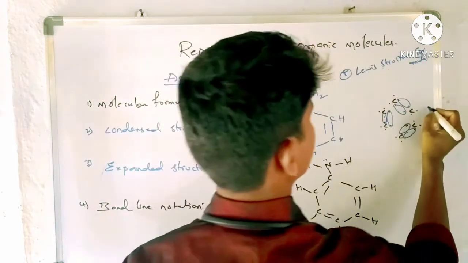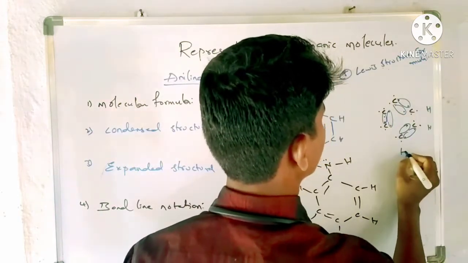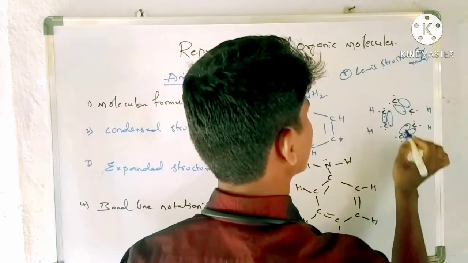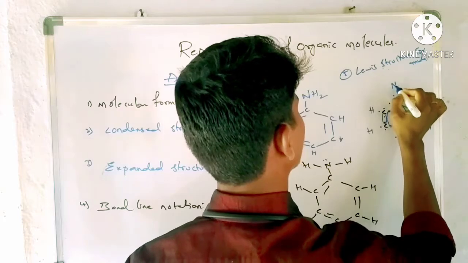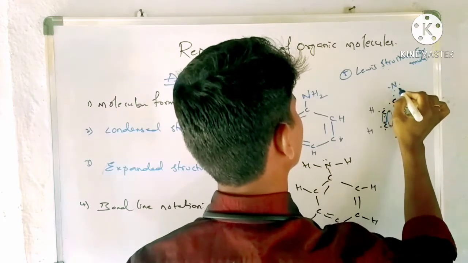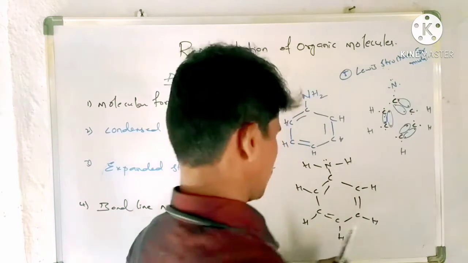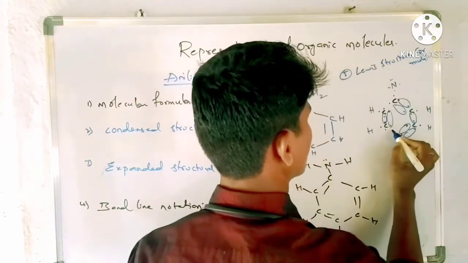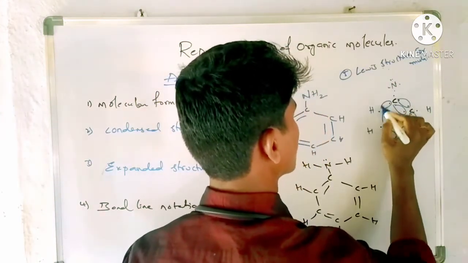And next, the hydrogens. This is hydrogen, this is hydrogen, this is hydrogen, this is hydrogen, and this is nitrogen, with a lone pair. Between the carbons, a bond is formed here. This is a bond, this is also a bond, this is also a bond.